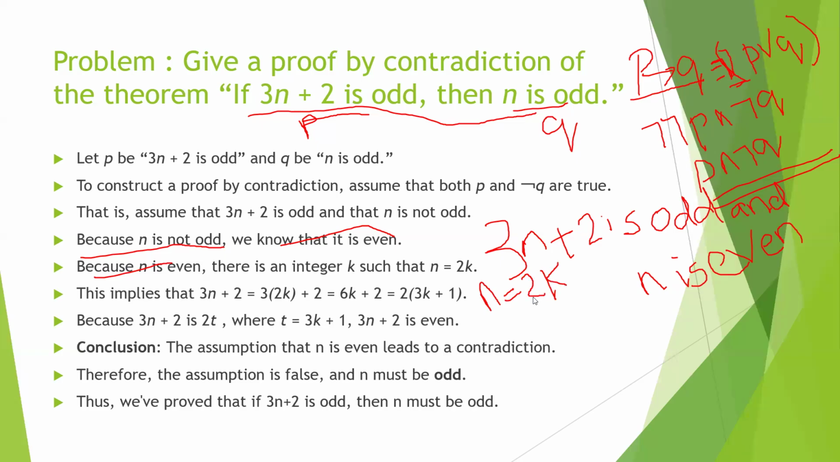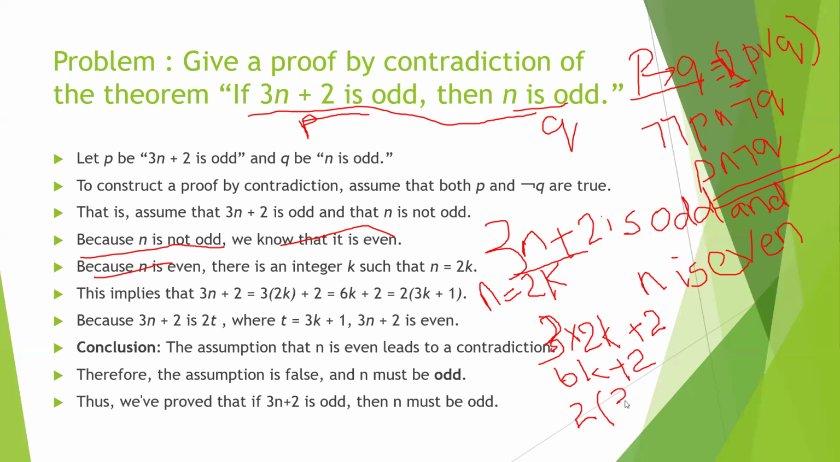If a number is even, it should be a multiple of 2. So n is even, then apply it to P. 3n, n means 2k, so 3 into 2k plus 2. Okay. So applying to the statement, we get 3 into 2k plus 2. So that is 6k plus 2. Now simply take 2 outside.